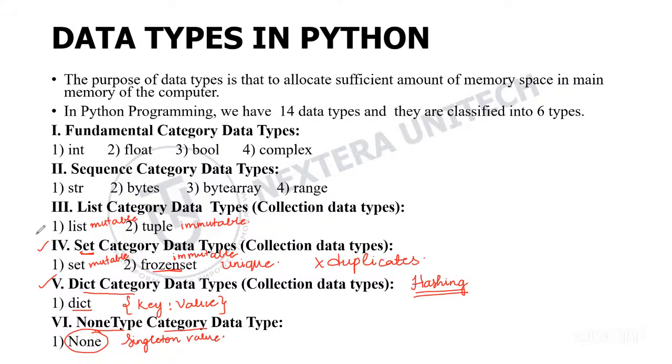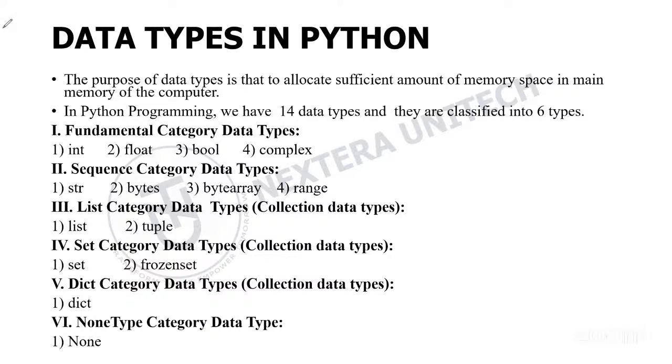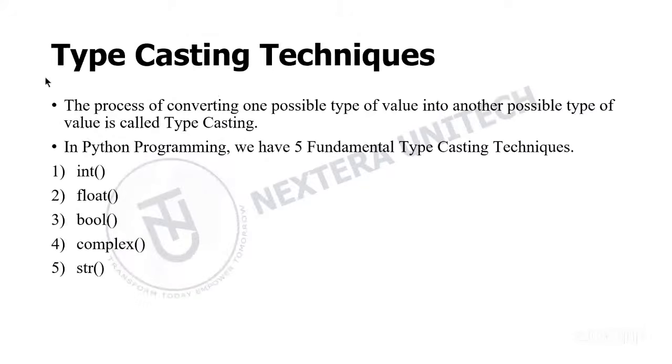And then yesterday we got to learn about typecasting techniques as well. So typecasting means the process of converting one possible type of value into another possible type of value. So that is typecasting. So we have 5 fundamental typecasting techniques, which are int, float, boolean, complex, and string. So if we want to convert any data type into int, we can use this int typecasting technique.